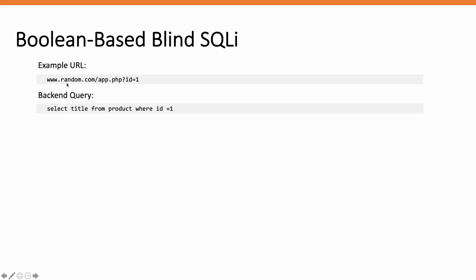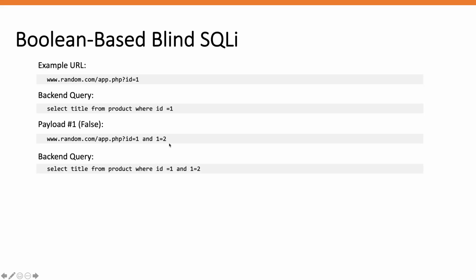So imagine over here, when you enter an ID number, this is a query that happens at the backend: select title from the product table where ID is equal to 1. And because ID equal to 1 is a valid ID in the table, the application will display the title of the products that are associated to ID 1. Now, if we want to force a false payload, we could use a conditional statement, and 1 is equal to 2. So the backend query would be select title from the product table where ID is equal to 1 and 1 is equal to 2.